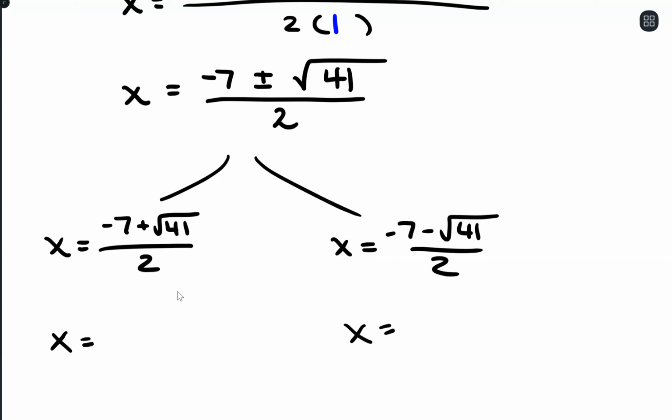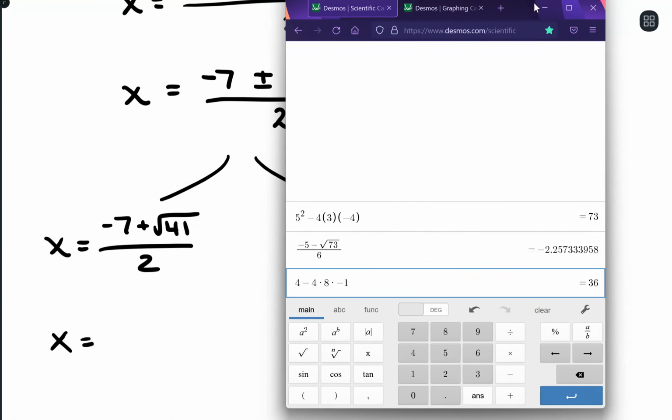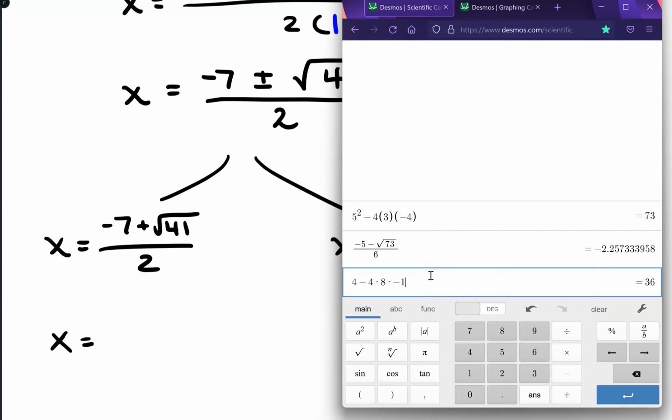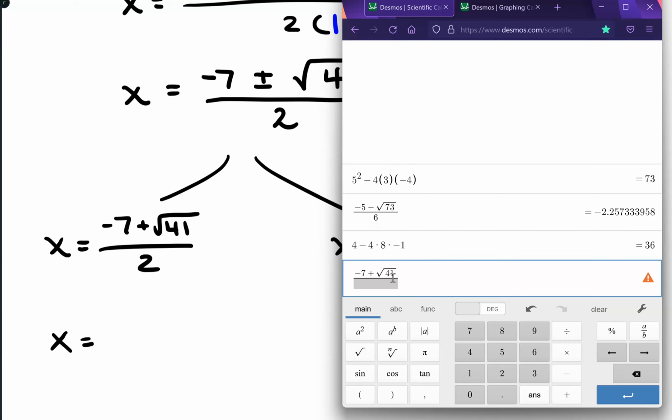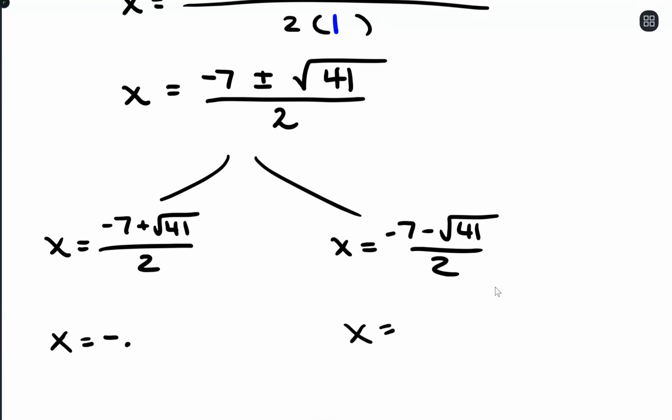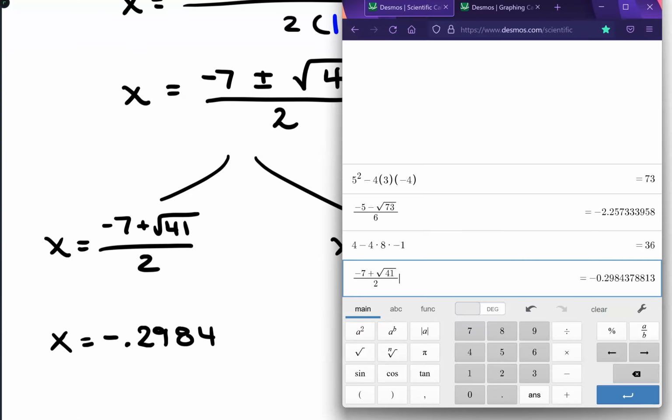With this one and that kind of messy square root, I'm going to go ahead and use the calculator to help out. So we're going to have a fraction with negative 7 plus the square root of 41 over 2. And that's going to be a negative 0.2984. And then if we had subtraction in the numerator, that would be a negative 6.7016.